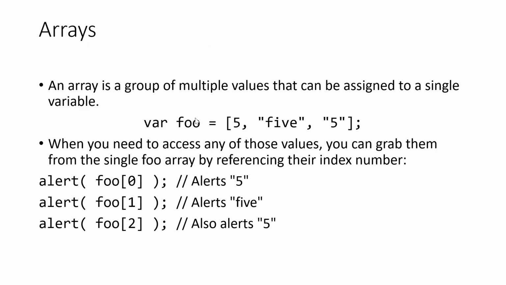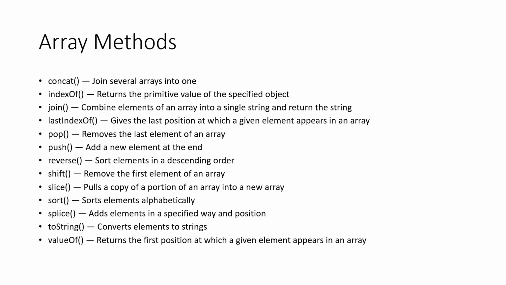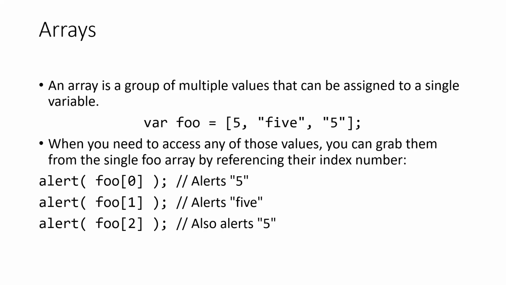So for example, here we are going to create an array that contains the number 5 and 5 as a string, which means in characters, and 5, right? Then you can access the index, which starts with 0. So if you want to access the first one, we will use foo 0, foo 1, and foo 2, right? So that's what we could do with the array values.